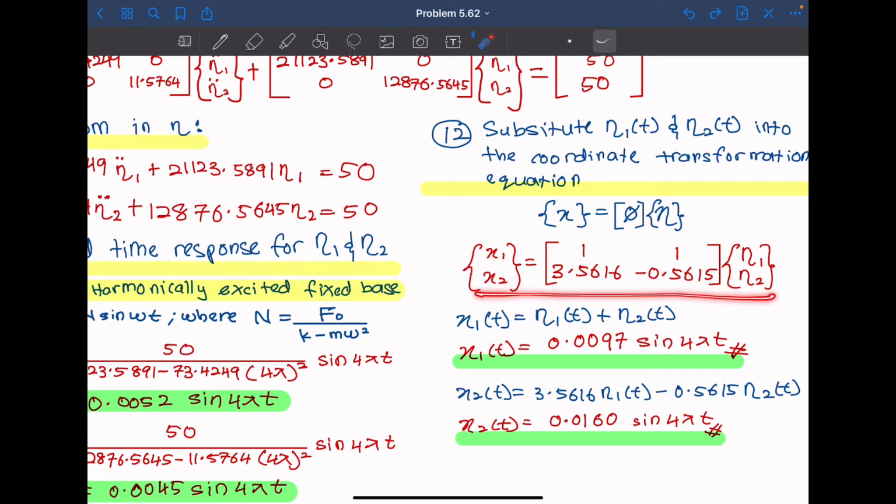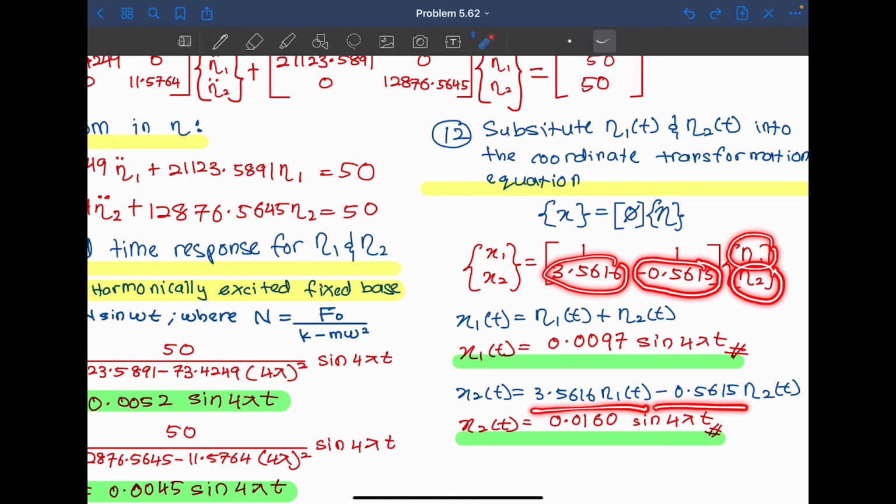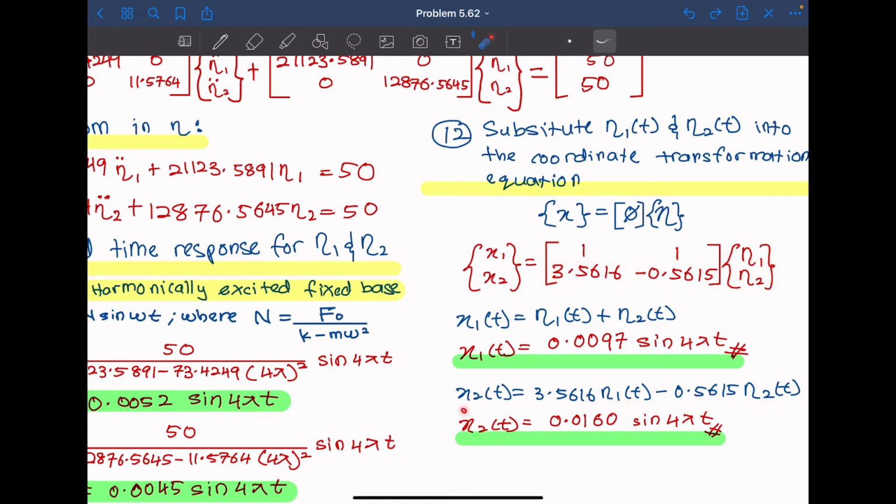For the second equation, it is the second row times the column. So 3.5616 times eta 1 plus negative 0.5615 times eta 2. You get the equation down here. That's how you take out the response for x1 and also x2.